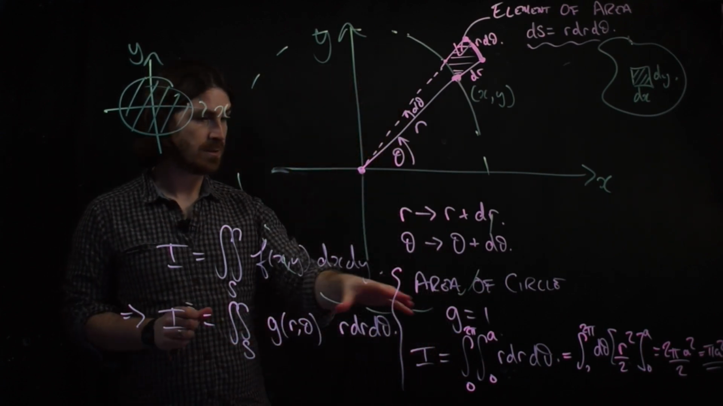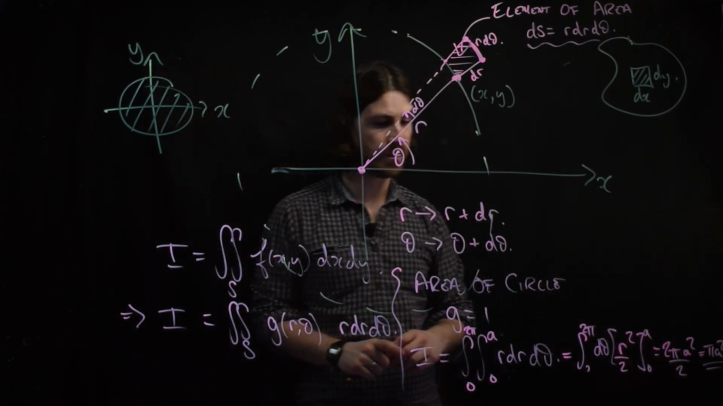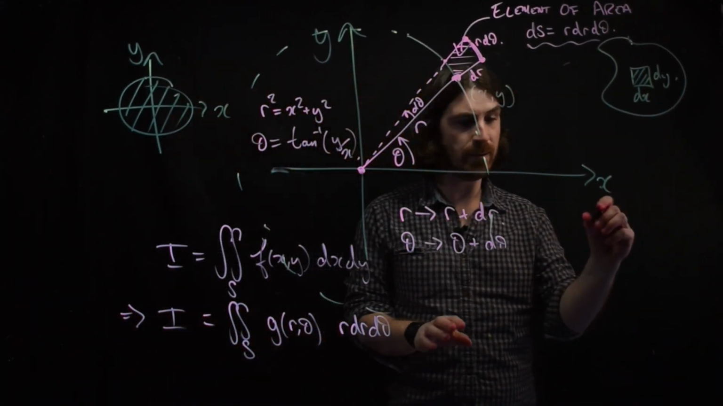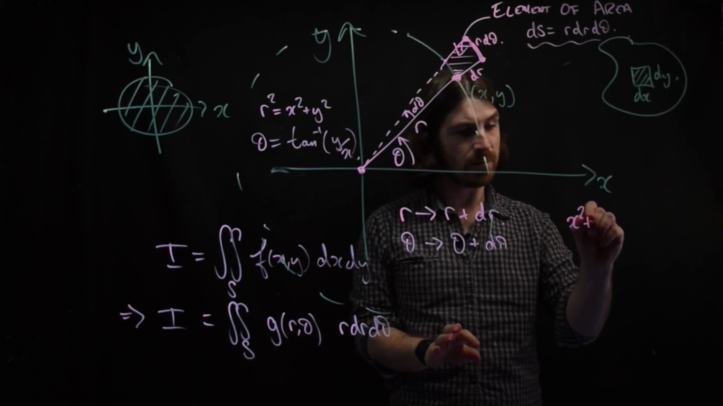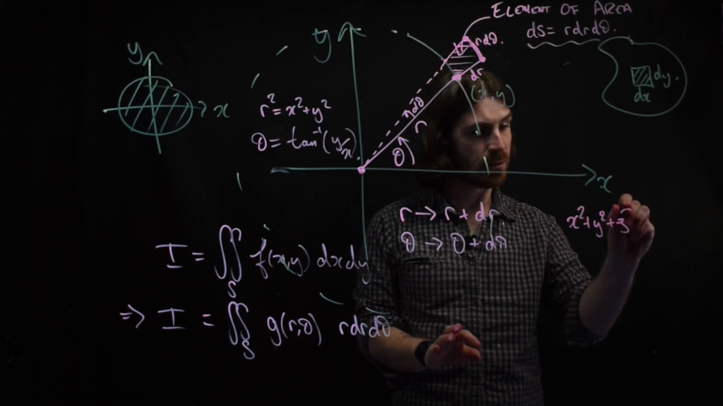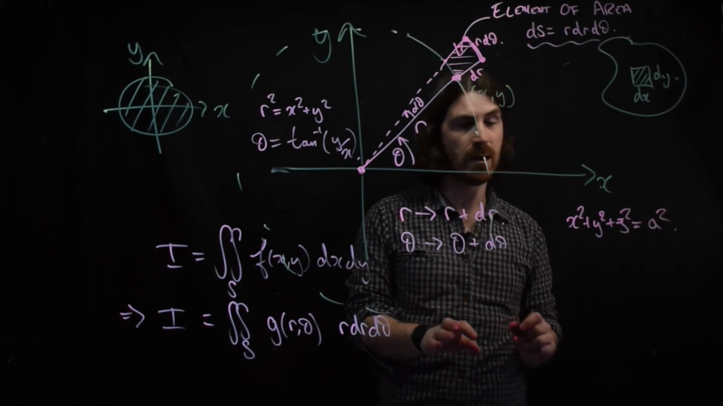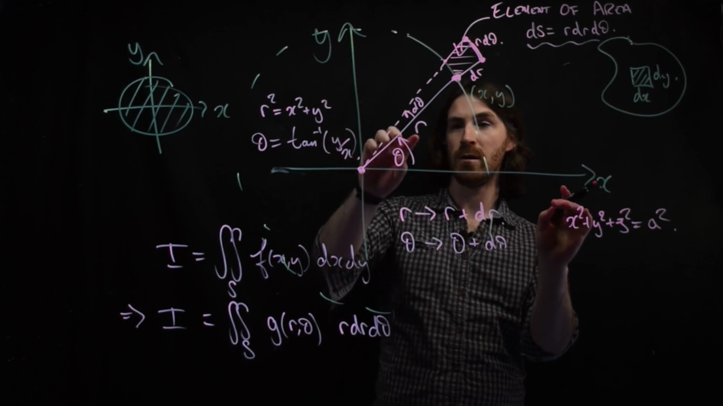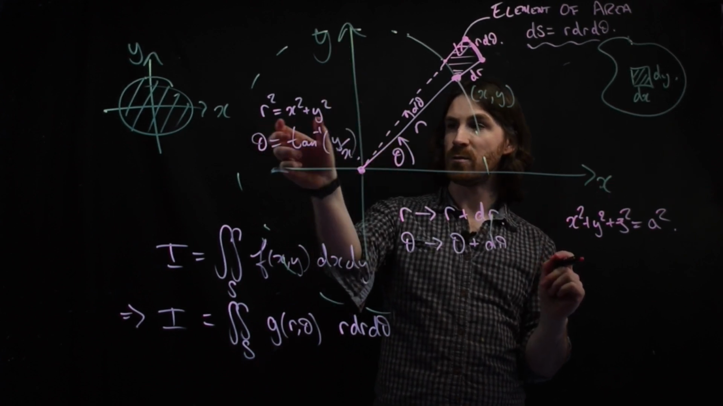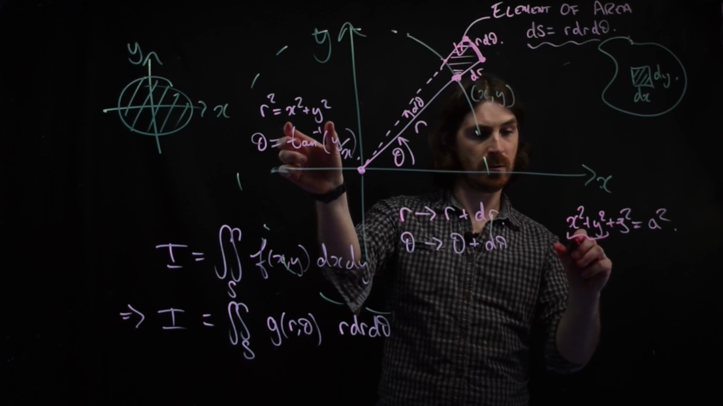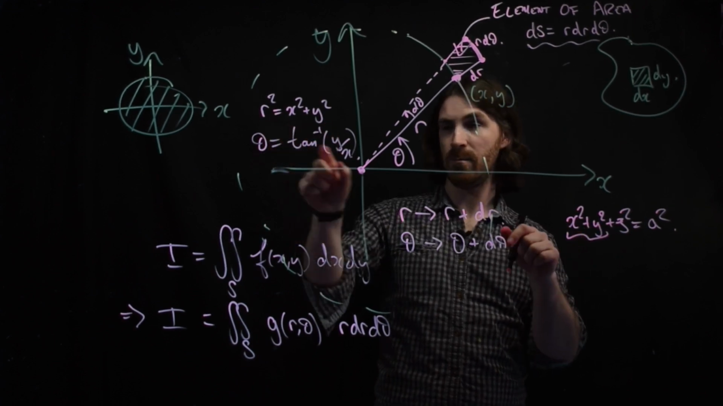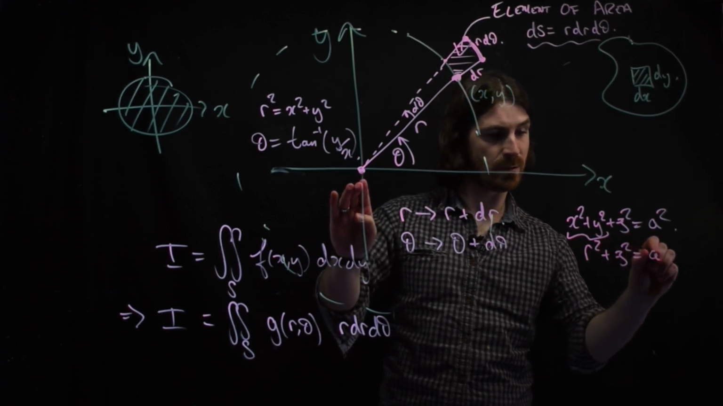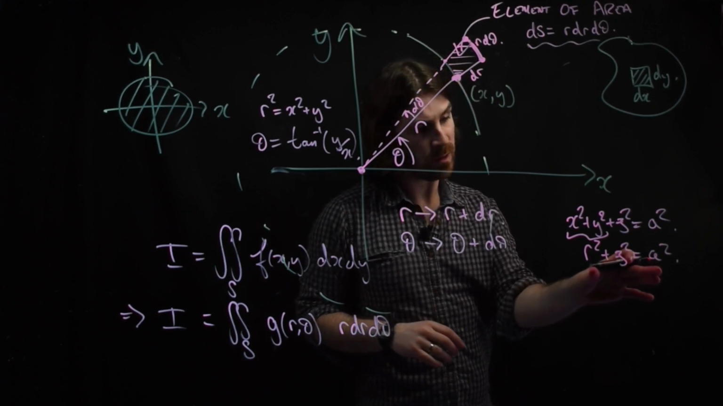So this is a double integral to give us the area of a circle. And how do we calculate the volume of our hemisphere? Our hemisphere is defined by x squared plus y squared plus z squared equals a squared. In terms of our polar coordinates, instead of x and y, we're now using r and theta. And we know that r squared is x squared plus y squared, so this is the r in the xy plane. So this is r squared plus z squared equals a squared. This is the equation for our hemisphere.